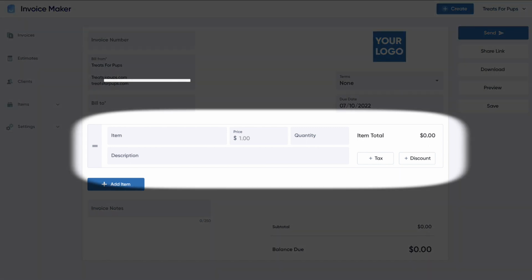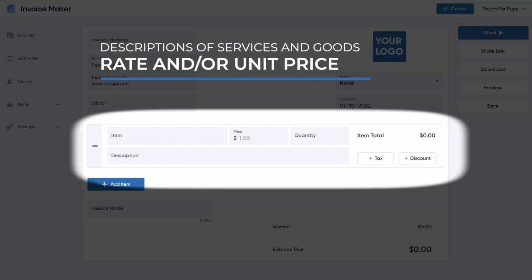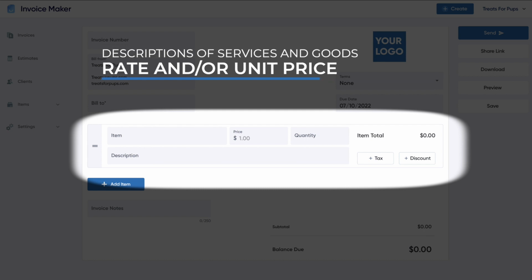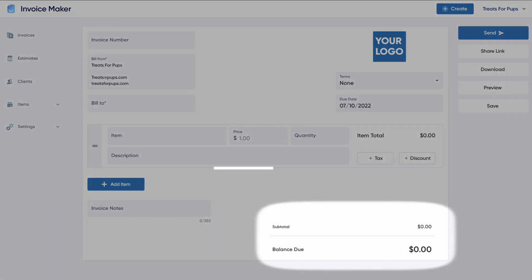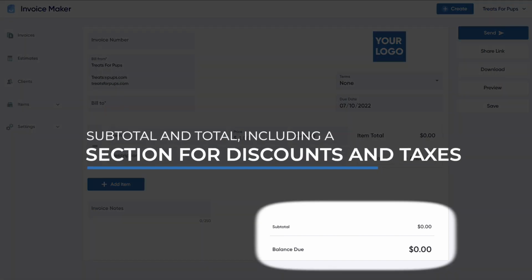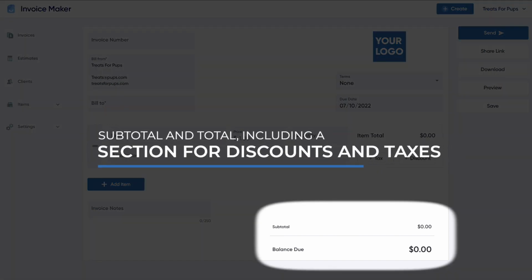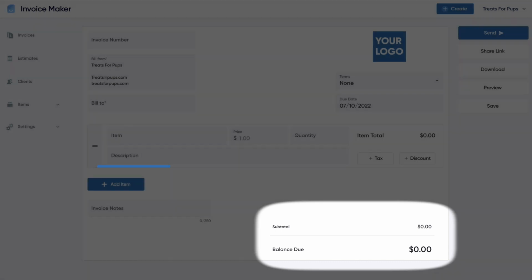Below is the most important part of the invoice, descriptions of the services and goods provided and the hourly rate or unit price of each. This helps the customer understand exactly what they are being charged for. Next, we have the subtotal, as well as lines for discounts and taxes if applicable. And finally, the total amount due from the customer.